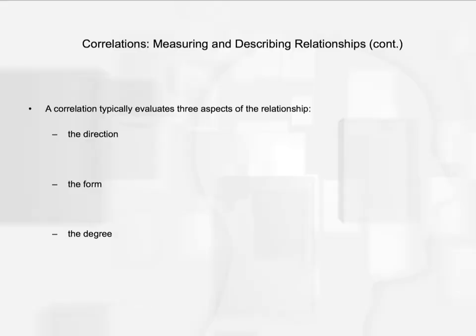The correlation coefficient is a number, and that number tells you three things about the relationship. It tells you something about the direction, whether the direction is negative or positive. We'll show examples of this in a minute. You saw two previous examples.